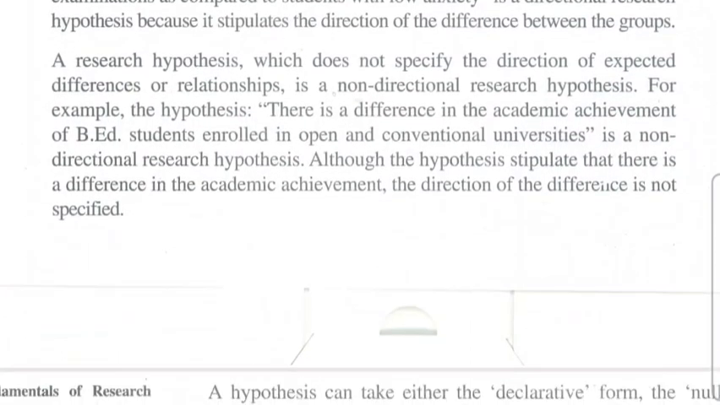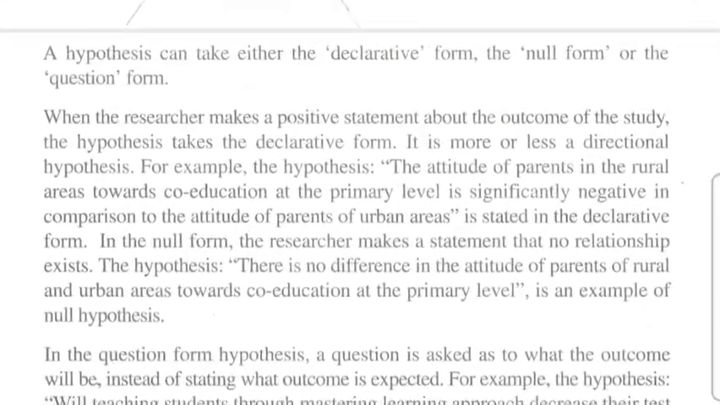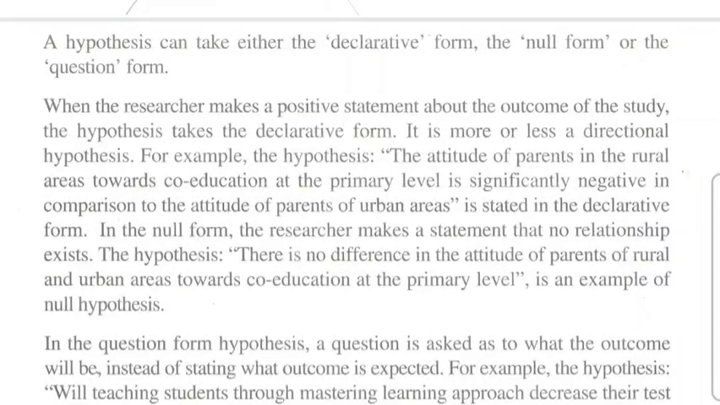A research hypothesis, which does not specify the direction of expected differences or relationships, is a non-directional research hypothesis. For example, the hypothesis, there is a difference in the academic achievement of B.Ed. students enrolled in open and conventional universities, is a non-directional research hypothesis. Although the hypothesis stipulates that there is a difference in the academic achievement, the direction of the difference is not specified. A hypothesis can take either the declarative form, the null form, or the question form.